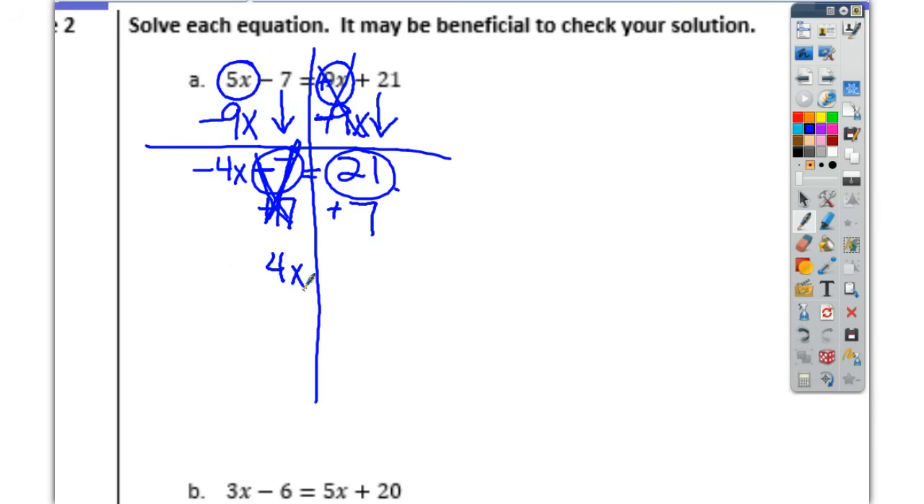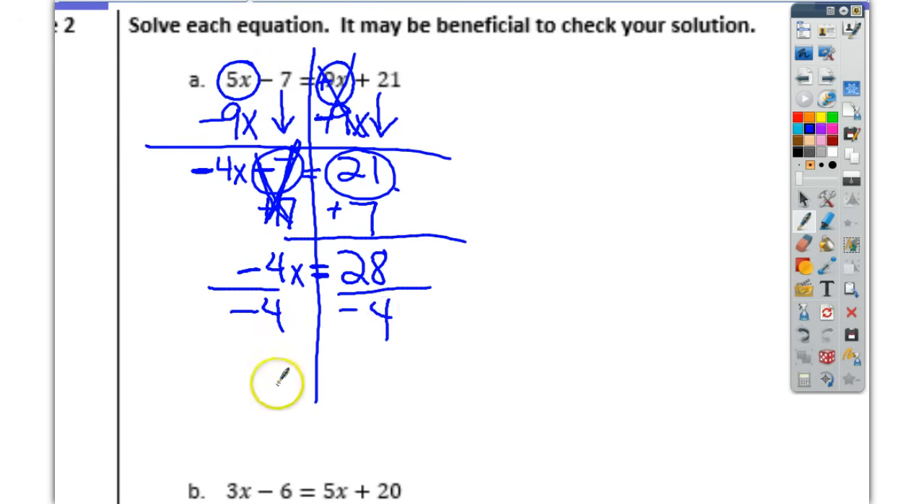4x like that? Is this right? What is it missing? The negative sign. Equals, what's 21 plus 7? 28. Now my final step. Do I multiply or divide? Divide both sides by negative 4. 1x, or x, equals a negative 7.